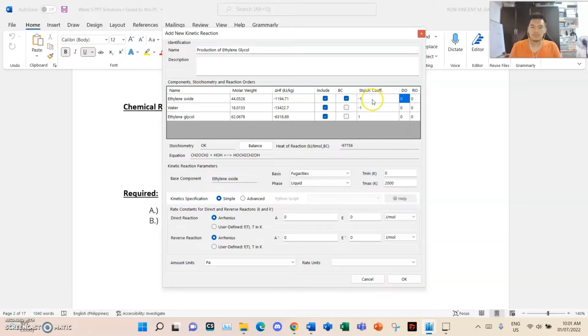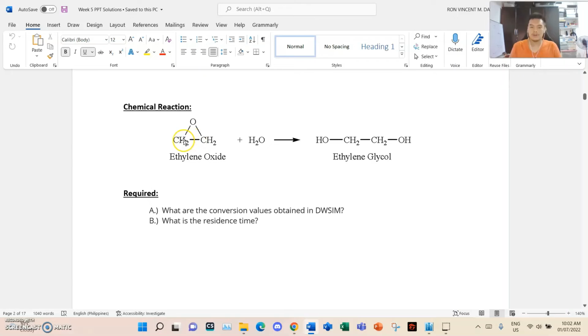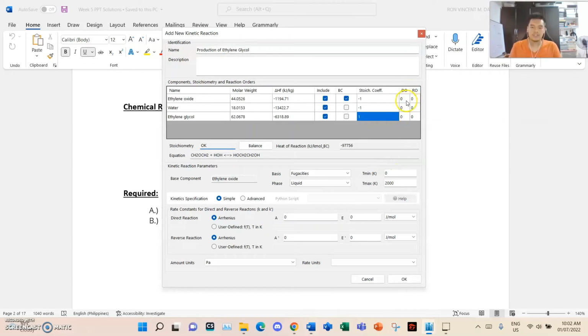Then you will know if your stoichiometry coefficients are good if the stoichiometry is listed as okay. When it is okay, this means that the equation is balanced. So the amount of carbon on the left side is equal to the amount of carbon on the right side. Same thing for hydrogen, and same thing for oxygen. Alright, and then we need to specify our order of reaction.